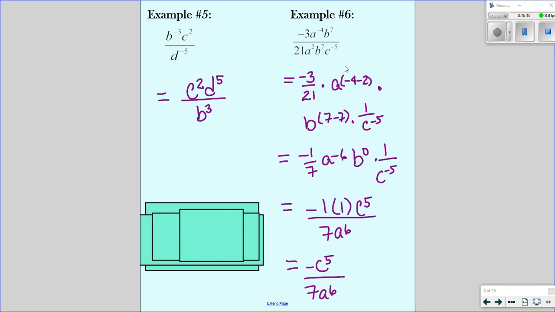Again, when you have this type of dividing monomials, just break it down into like components: coefficients together, same base together. And then if anything is negative on the bottom in terms of exponent, it'll be 1 over that term. Or if it's on the top, then you do the reciprocal of that.